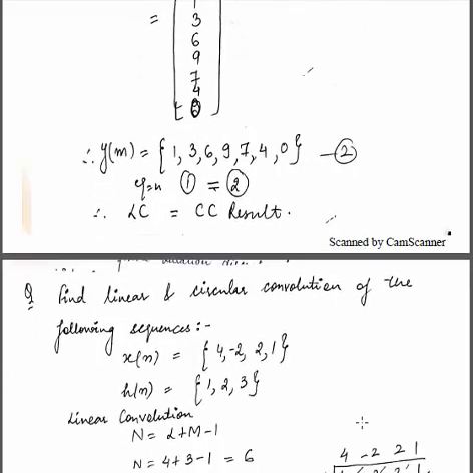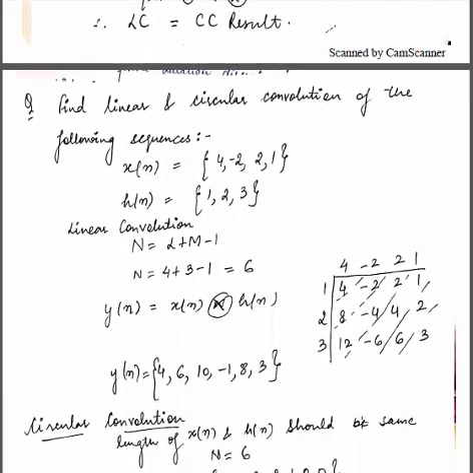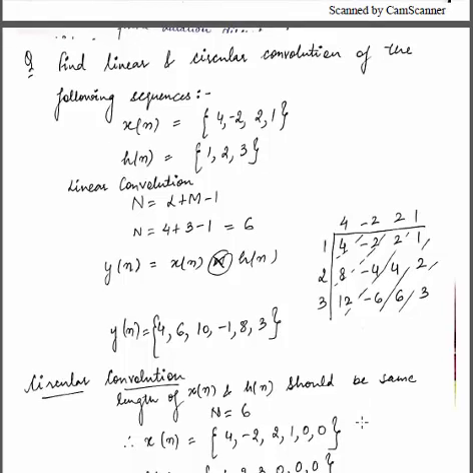Now we do one more example. The next question is: find the linear and circular convolution of the following sequences, that is x of n containing 4 samples and h of n containing 3 samples, and also verify the result with circular convolution. So first is linear convolution.